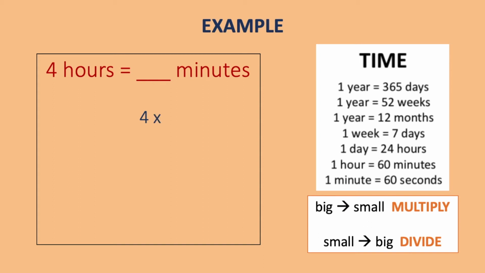So we have 4 times, and then we're going to look at the conversion factor here. Hours to minutes, we all know there's 60 minutes in 1 hour. So we're going to do 4 times 60, which will give us 240. So that means that in 4 hours, there are 240 minutes.